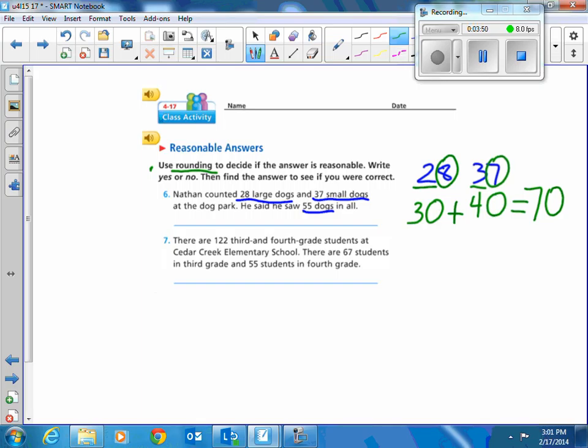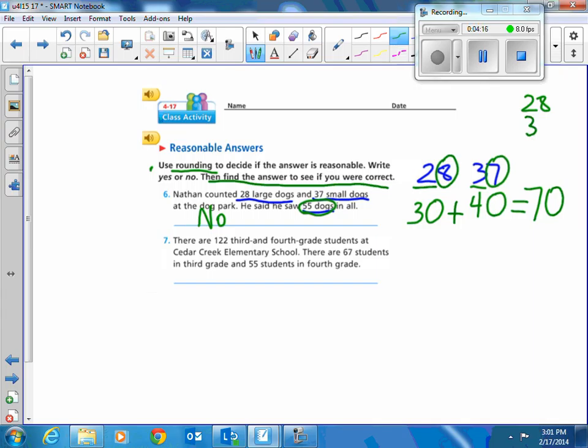Well, Nathan said he saw 55 dogs in all. Does that seem reasonable, boys and girls? Not to me. I'm going to say no, that does not seem reasonable because 55 isn't close to 70. So now, let's go ahead and do the addition problem, just to make sure, because that's what it says to do. It says, then find the answer to see if you are correct.